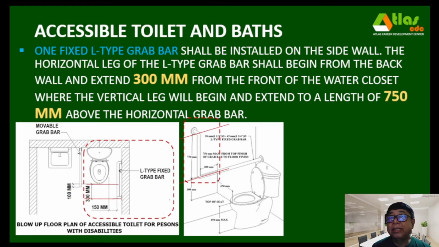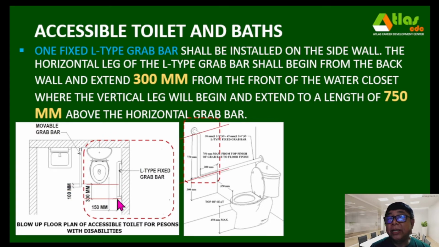Now inside the cubicle, you have one fixed L-type grab bar. It shall be installed on the side wall. And the horizontal leg of the L-type grab bar shall begin from the back. Supposedly, this one should be starting from here and extend 300 mm from the front of the water closet. This is the front of the water closet. That grab bar extends 300 mm.